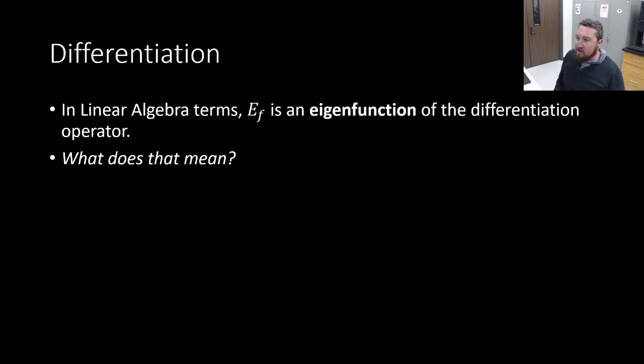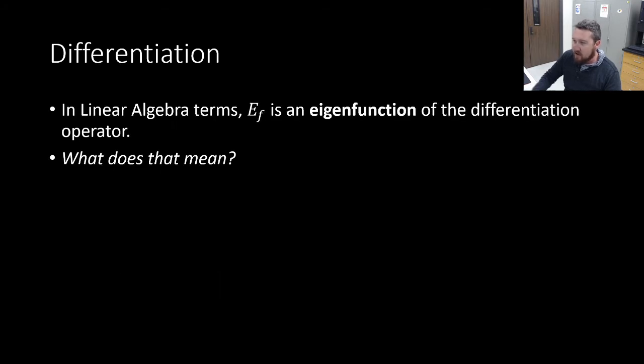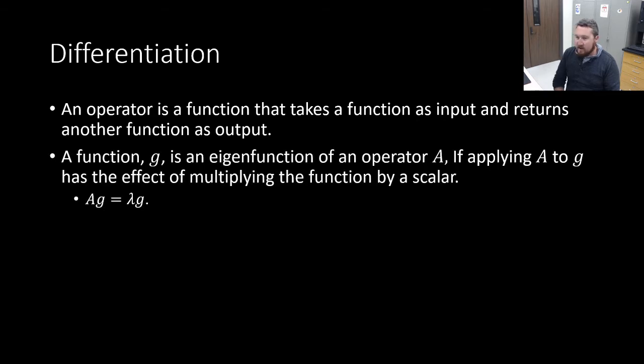A couple of things. In linear algebra, e_f is an eigenfunction of the differentiation operator. So if we go back and look at this, e_f is that function that appears there at the end. So what does that mean? An operator is a function that takes a function as an input and returns another function as output. So if we have a function g, g is an eigenfunction of an operator A if applying A to g has the effect of multiplying the function by a scalar. So for example, if we have A times g equals lambda times g, then g is the eigenfunction.